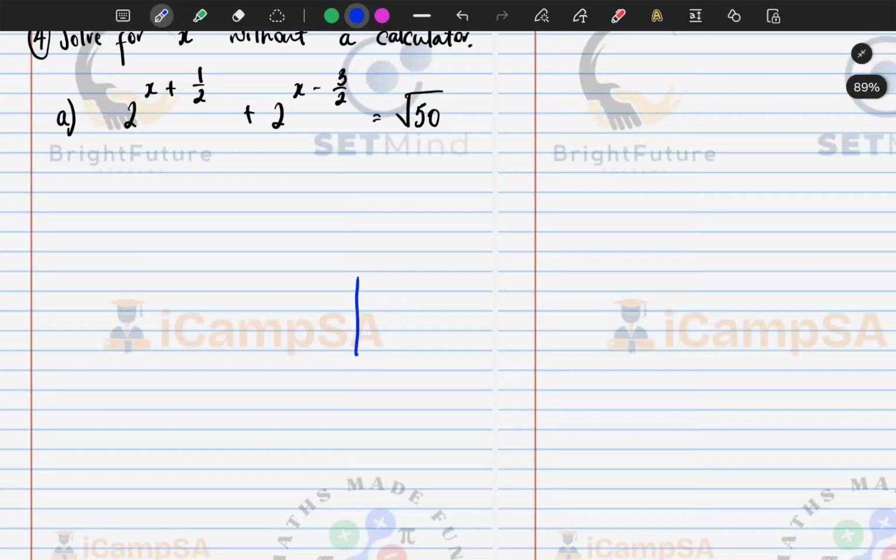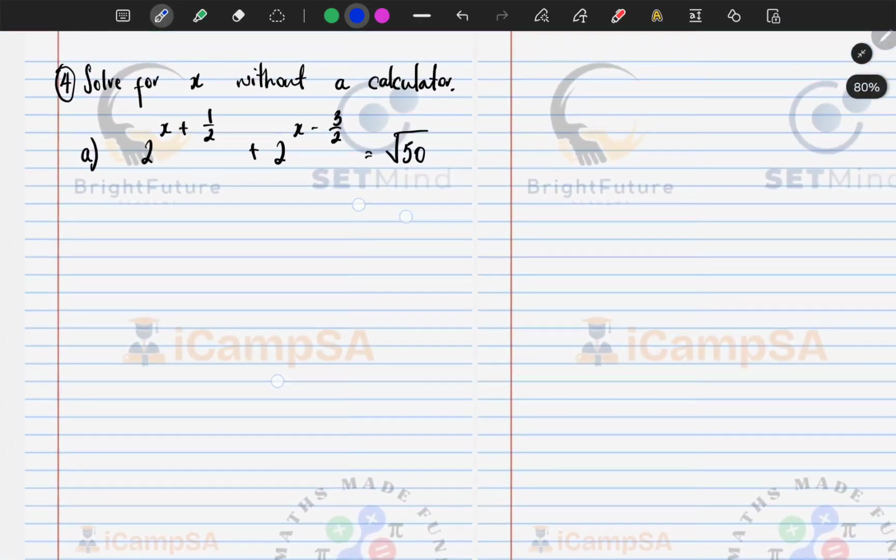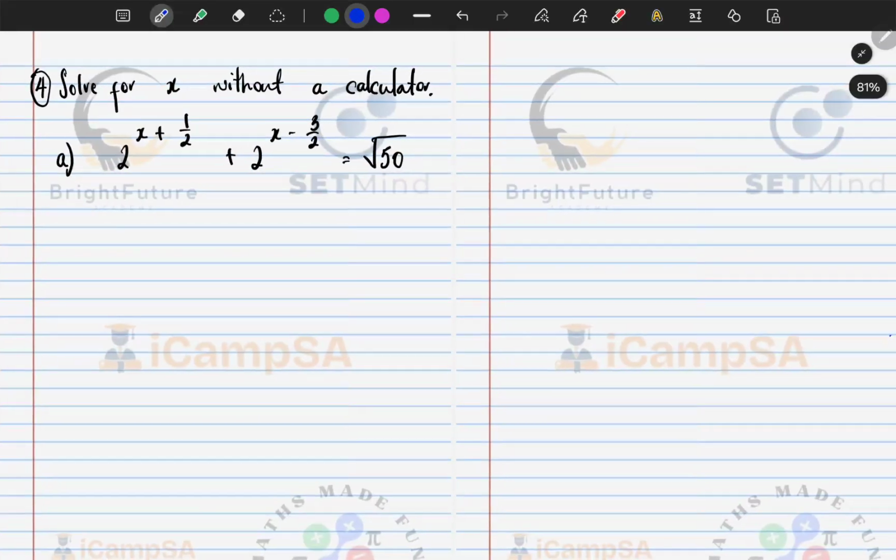So the first thing that we are going to try and do is decompose this to its simplest form. So we are going to have 2 to the power of x times 2 to the power of 1 over 2, plus 2 to the power of x times 2 to the power of minus 3 over 2, equals root of 50, which can also be written as the root of 25 times 2, right?